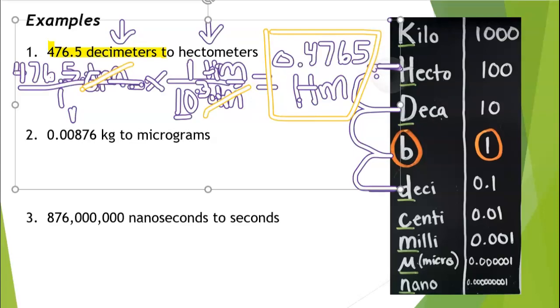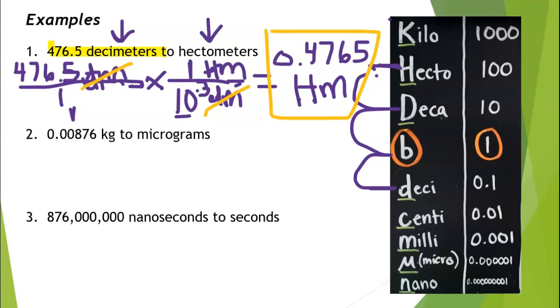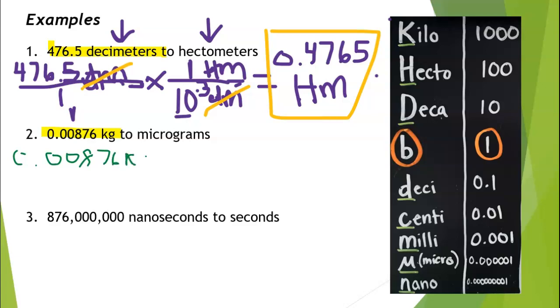Let's get some of this stuff out of the way. Erase a little bit here so we have some space. Alright, our next example says that we want to get 0.00876 kilograms to micrograms. So I'm going to write my given value and unit, which is 0.00876 kilograms.